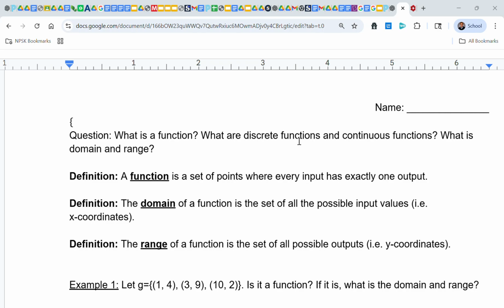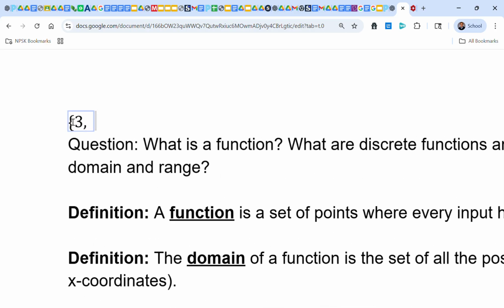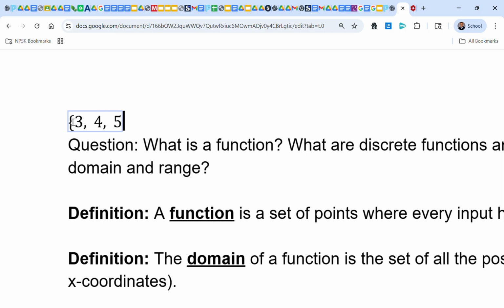What are discrete functions and continuous functions, and what is domain and range? So in general, we're going to be talking about functions, and these are simply sets. Sets are denoted with curly brackets, and they are a group of objects.